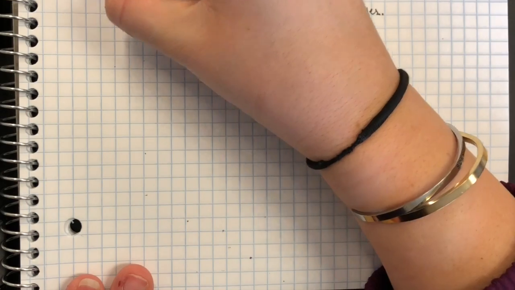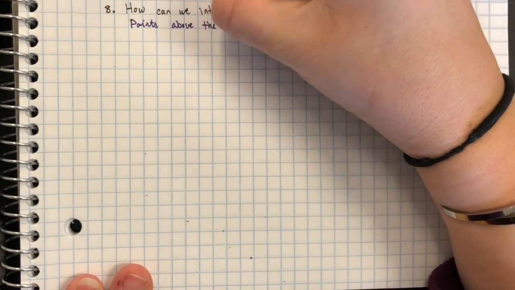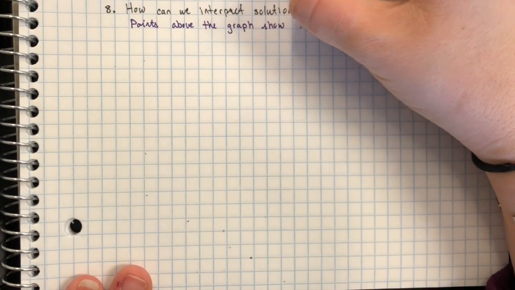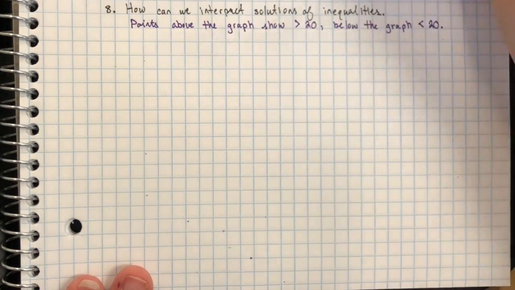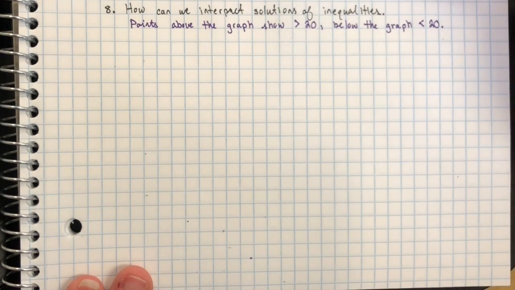Number 8, how can we interpret solutions of inequalities? And this is just our description. Points above the graph show greater than 20. Points below the graph show less than 20 scored.